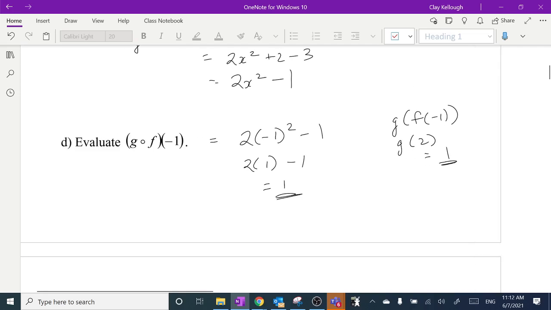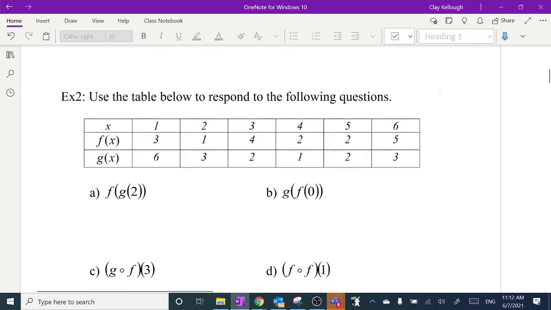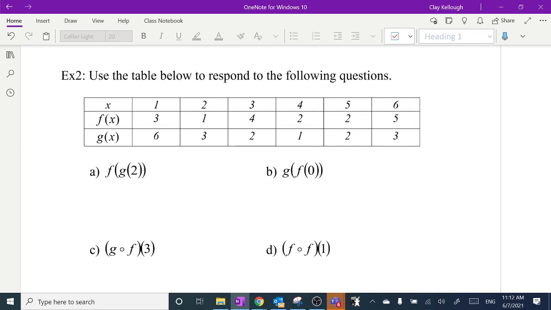We actually can do this non-equationally too. We can actually give you the functions in the form of a chart, right? So this is just a table of values. When x is 1, you plug 1 into the function and you come out with 3. You plug 2 into the function, you come out with 1. But for the other function, when you plug in 1, out comes 6. When you plug in 2, out comes 3.